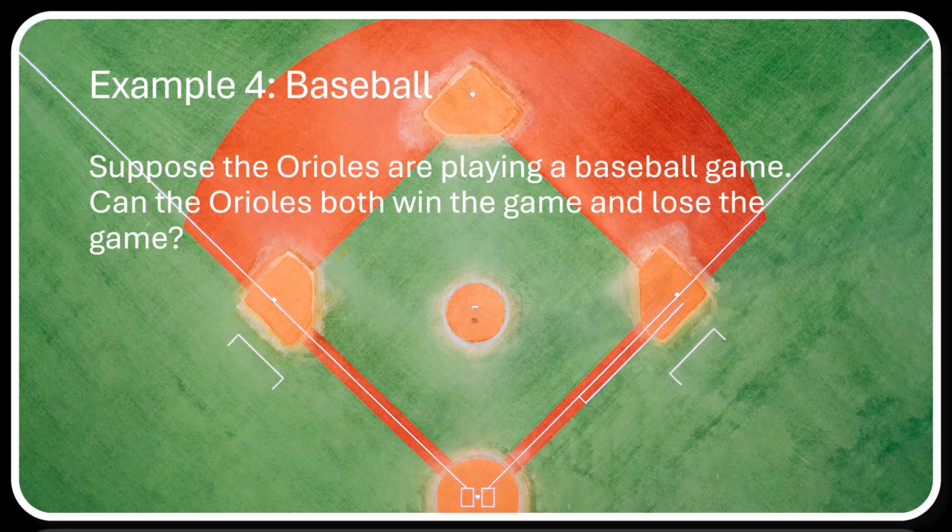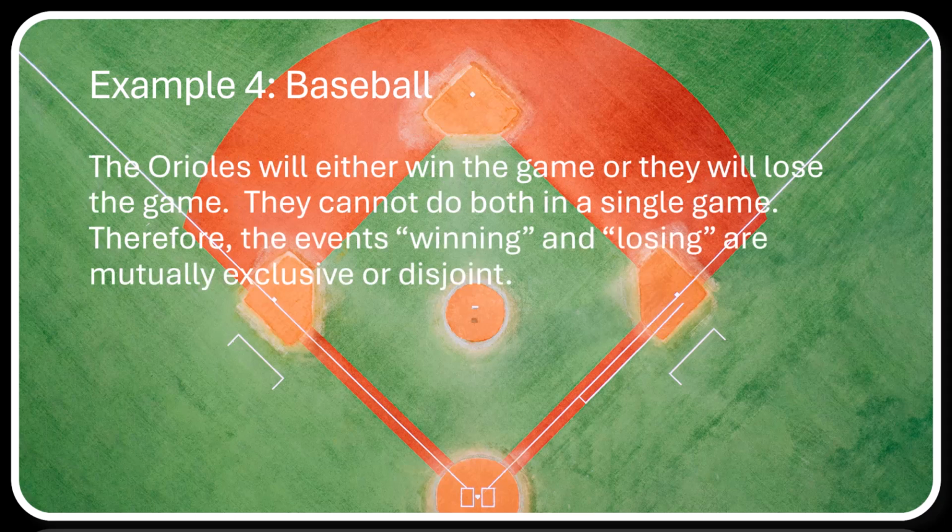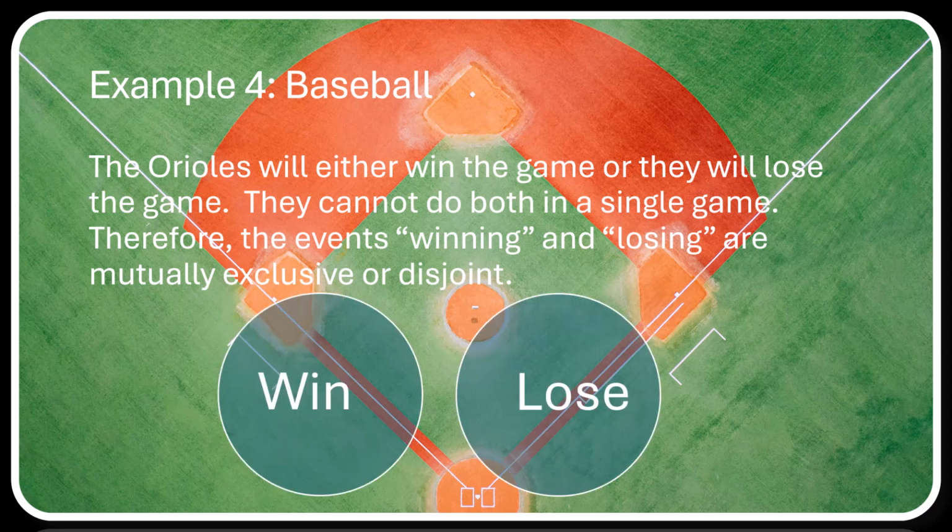Example 4. Baseball. Suppose the Orioles are playing a baseball game. Can the Orioles both win the game and lose the game? The Orioles will either win the game or they will lose the game. They cannot do both in a single game. Therefore, the events winning and losing are mutually exclusive or disjoint. Again, if we drew this situation as a Venn diagram, the circles would not overlap.